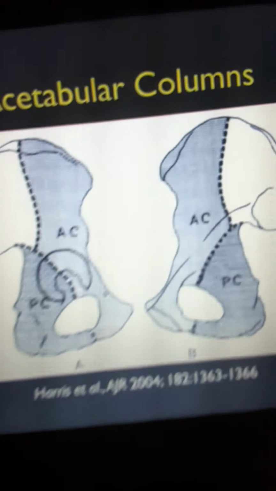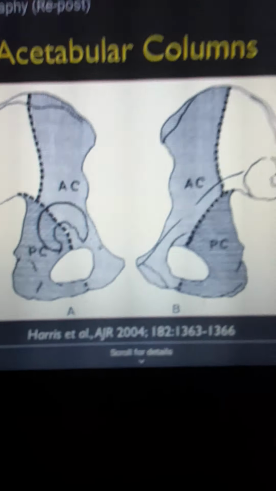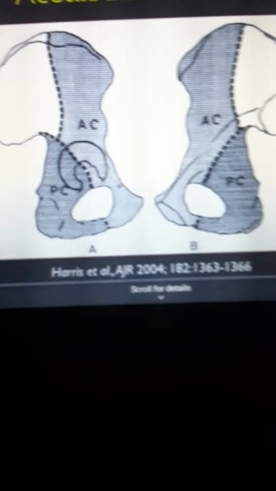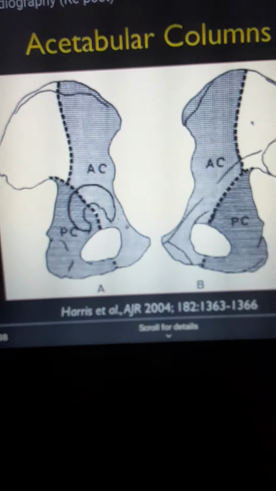The main value of those in trauma especially is to look at the acetabular columns. I'm not going to focus on acetabular trauma today, but just to remind everybody that the innominate bones that make up the hemipelvis, if you will, are made up of the ilium.